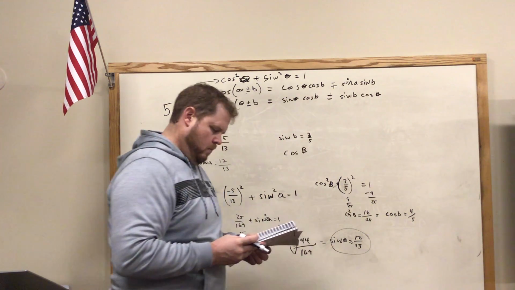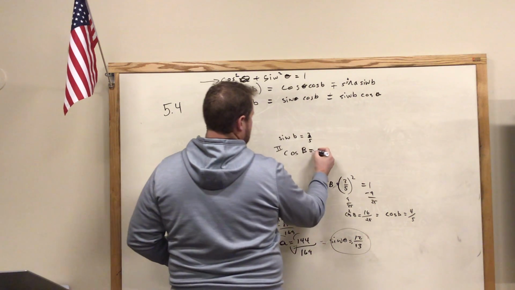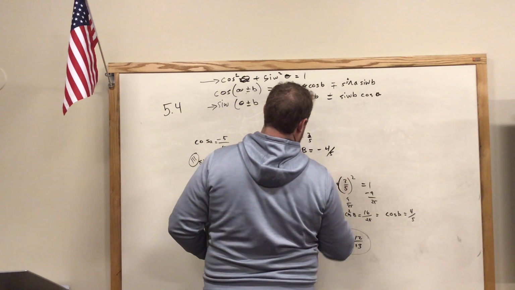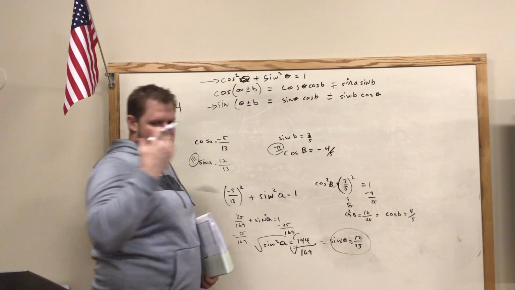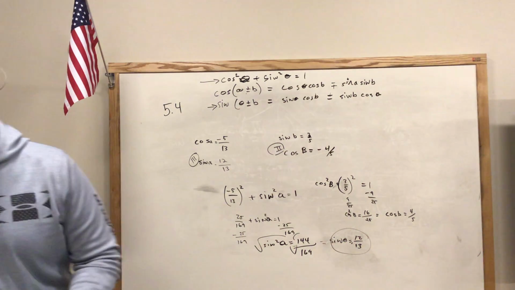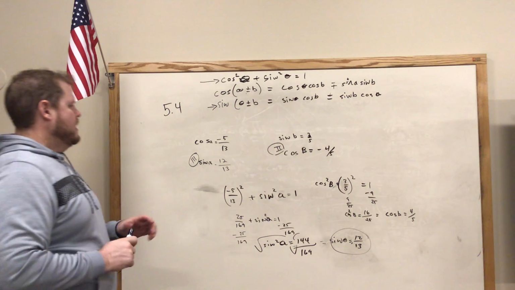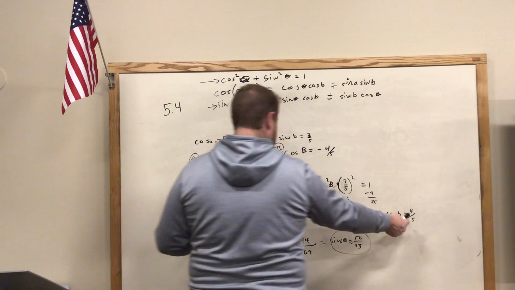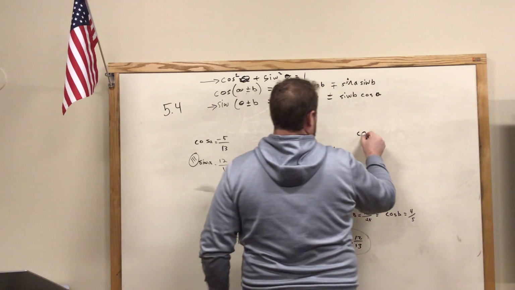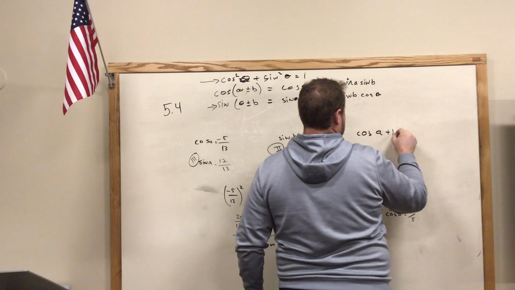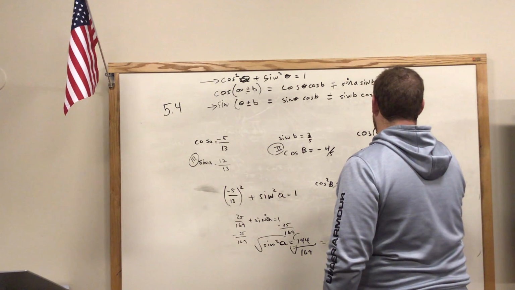Now, where did it say it was? It was in the second quadrant, right? So therefore this is going to be negative 4/5, because in the second quadrant cosine is negative. Now that you have these two, you can solve cosine of A plus B or cosine of A minus B.